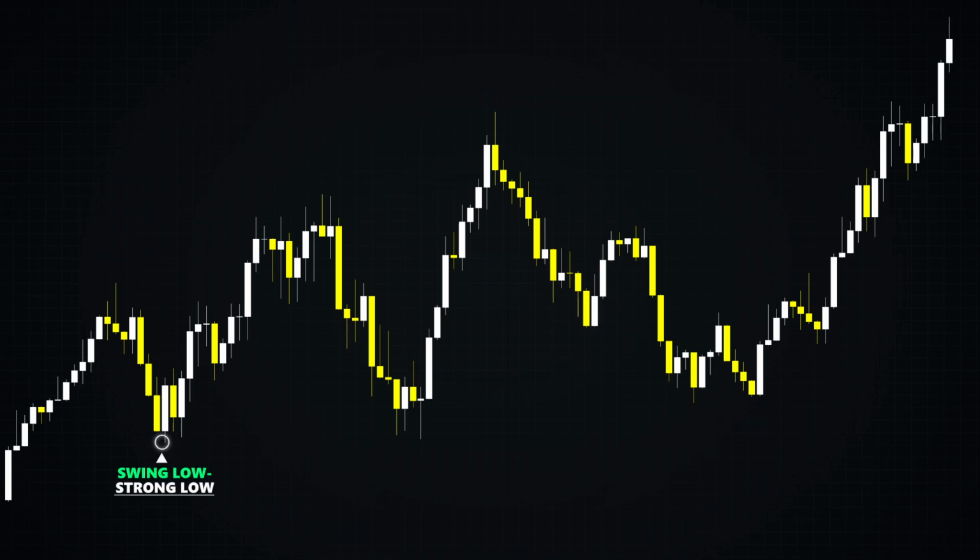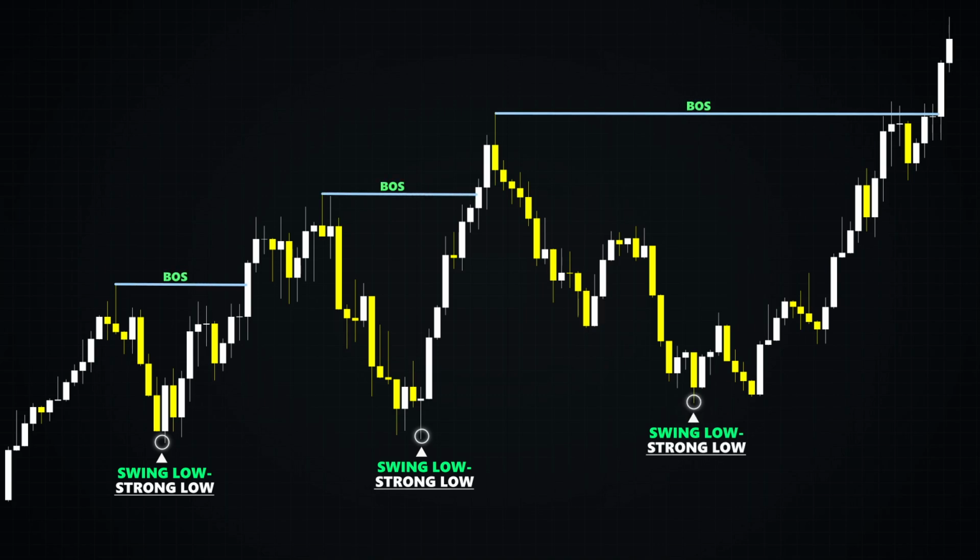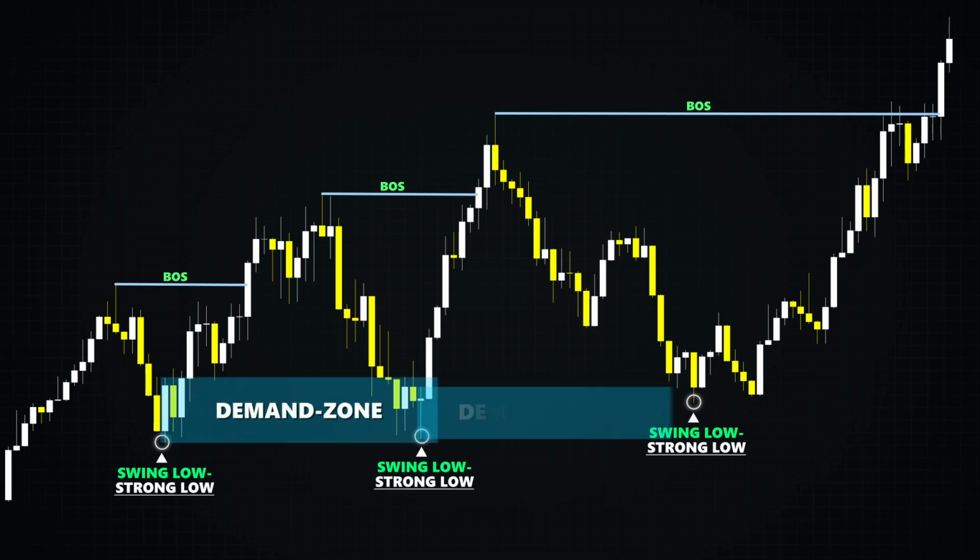Now, focus on these pullback points right here. These are what we call strong lows. See how price dips into these areas, but buyers step in and push it right back up? These strong lows act like support. The market respects them, and they help keep the uptrend alive.